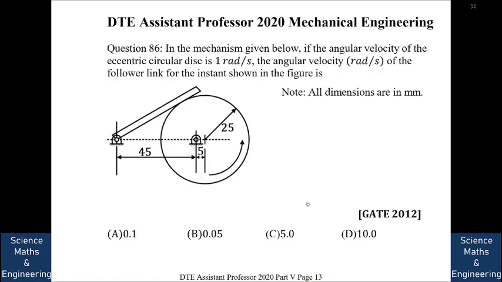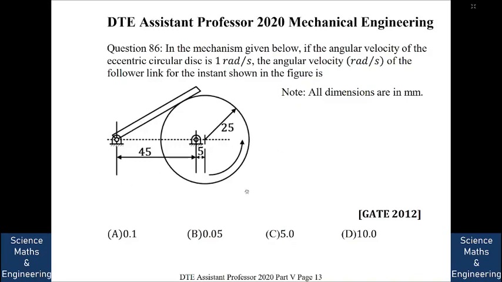So next question. In the mechanism given below, if the angular velocity of the eccentric circular disk is 1 radian per second, the angular velocity in radian per second of the follower link for the instant shown in the figure is, we need to find out the angular velocity of the follower link.